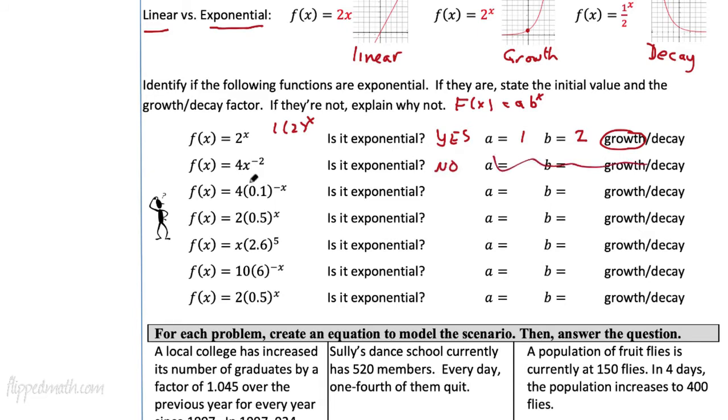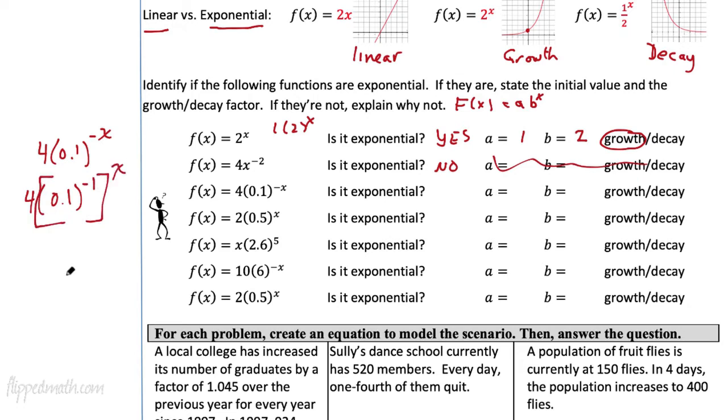Next example, we have 4 times 0.1 to the negative x. Let me rewrite that over here. So we have 4 times 0.1 to the negative x. Well, I'm going to use our exponent rules, which I know you all love because you just passed a mastery check, right? Instead of negative x, I'm going to rewrite it like this.